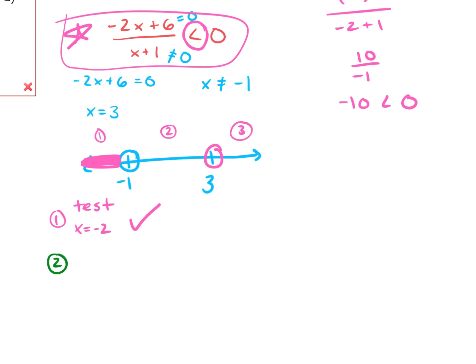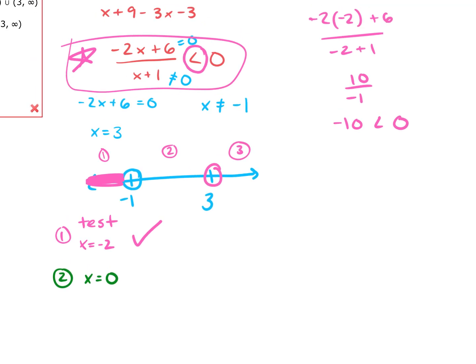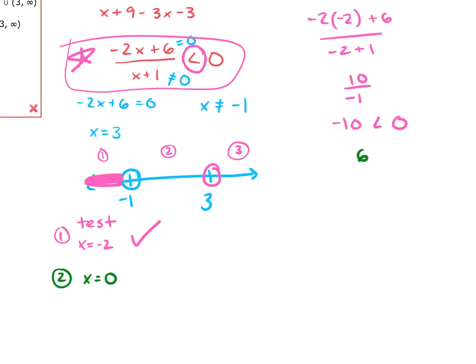Next, let's test our second interval. So what's a number in between -1 and 3? 0. So let's plug in 0. When we plug in 0, we get 6 over 1 is less than 0. So 6 is less than 0. Is this true? No, 6 is not less than 0. So the second set does not work.